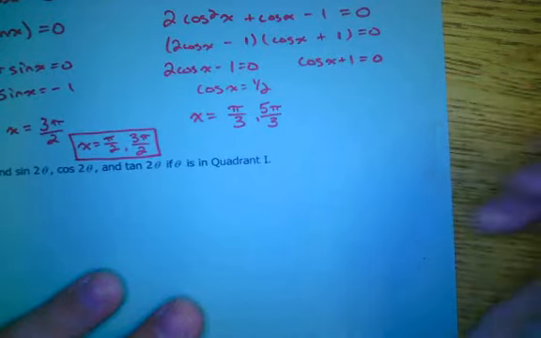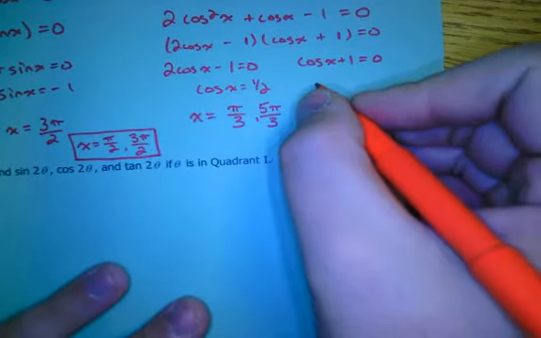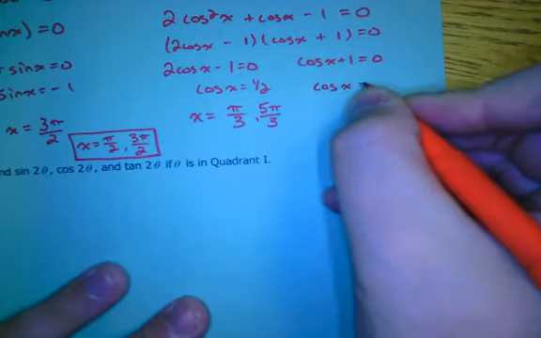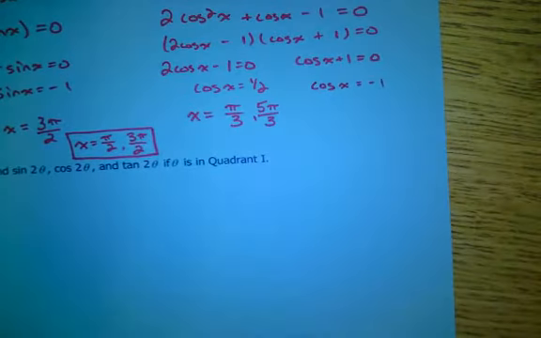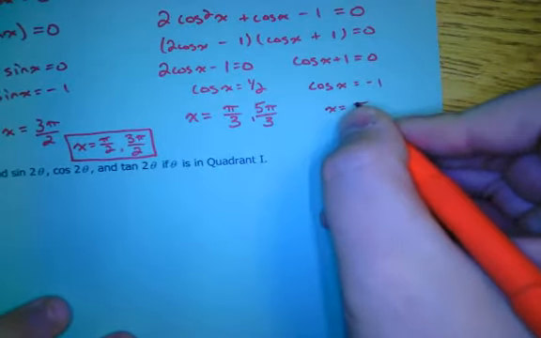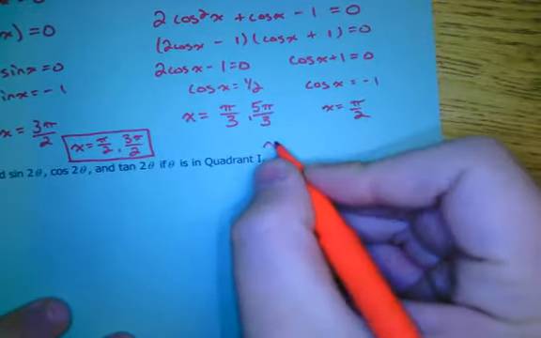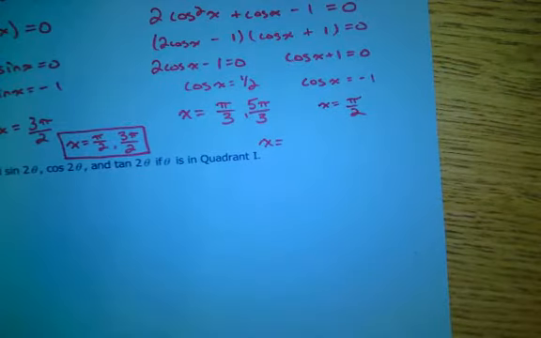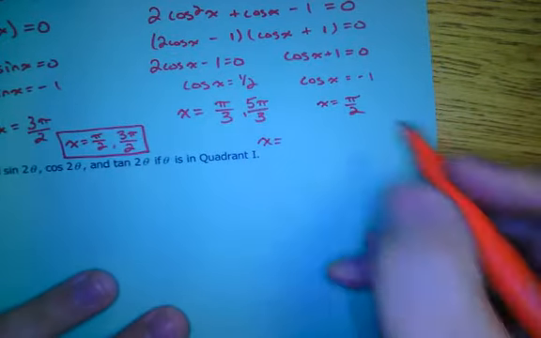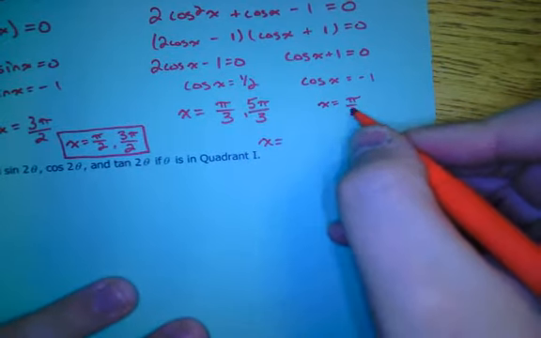Okay, next one. Wait, hold on, let me open my unit circle. Okay, go. When does cosine equal -1? Okay, let's put this answer in smallest to greatest. It should just be pi.